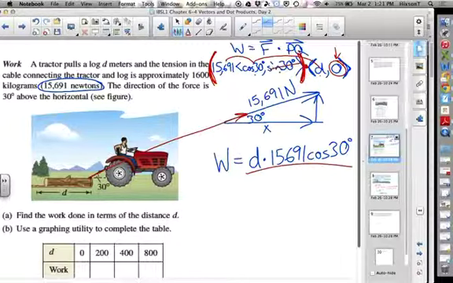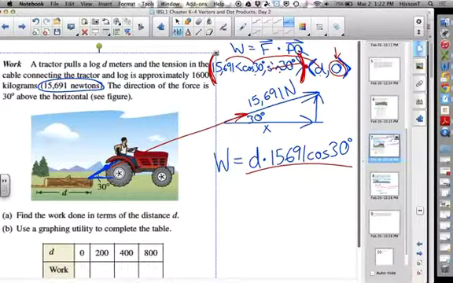So why does 30 degrees even matter? Because the tractor is attached right here, so it's pulling at a 30-degree angle. We want to find the work done. We pulled it a certain distance, and work is the distance times the magnitude of the force times the cosine of the angle.